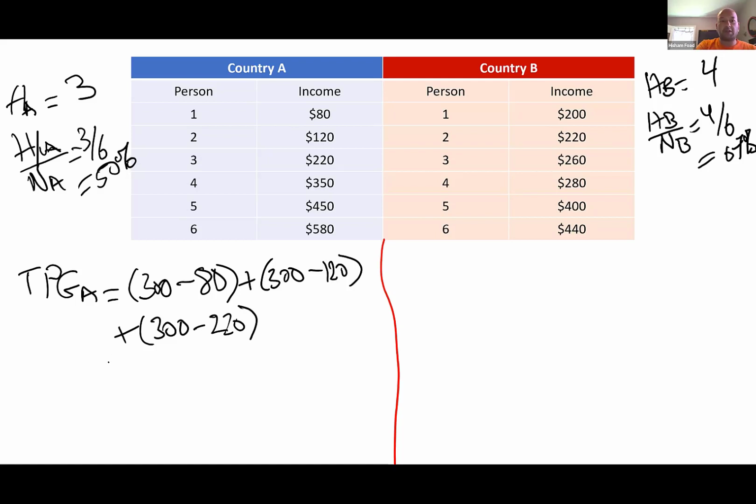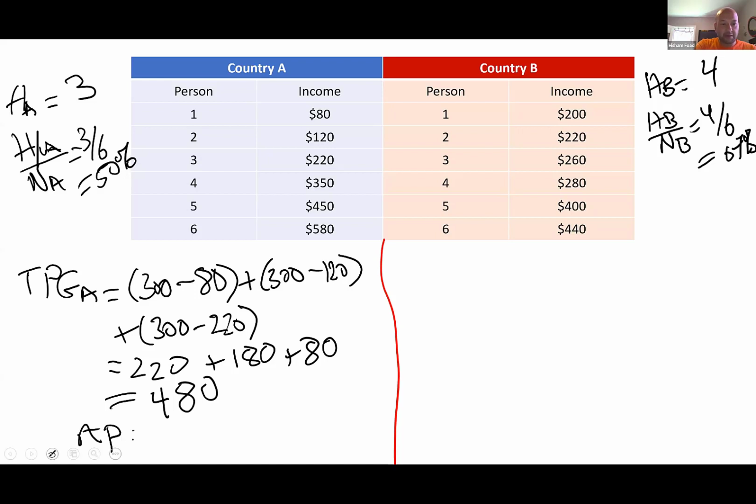All right, add those all up, and you end up with 220 plus 180 plus 80. If you do that, that should end up being, I believe, 480. Okay, and then the average poverty gap is going to be equal to the total poverty gap divided by the head count, which is 480 divided by 3, which is 160. So on average, you would need to spend $160 per poor person to eliminate poverty in country A.